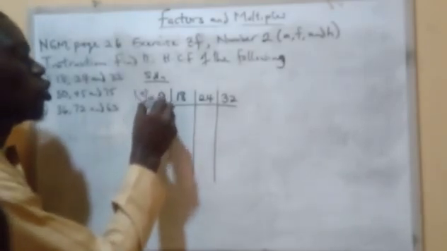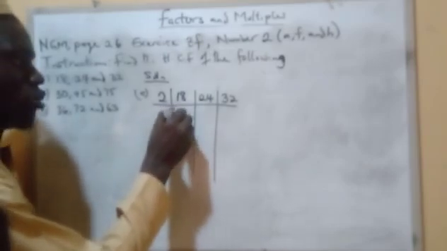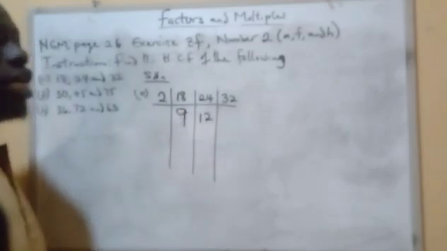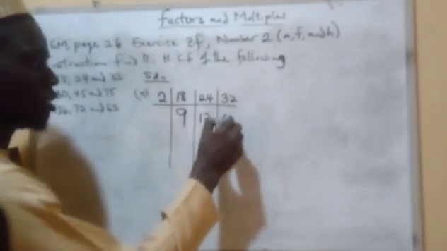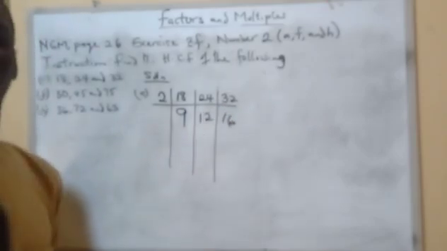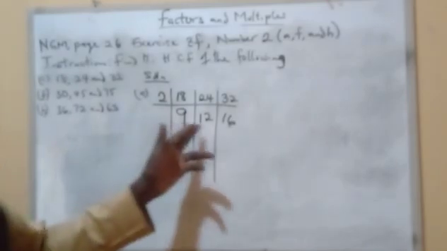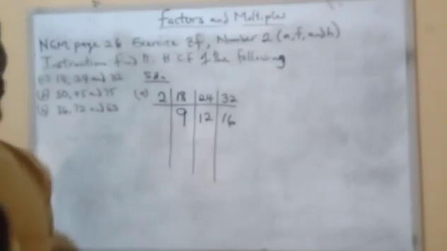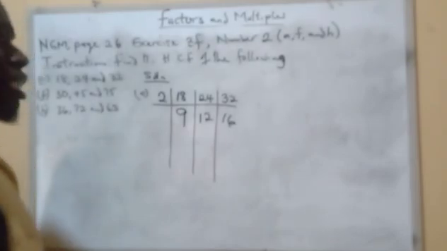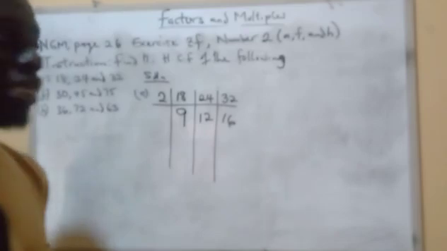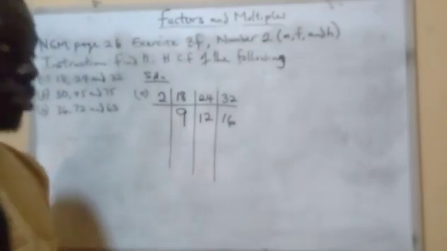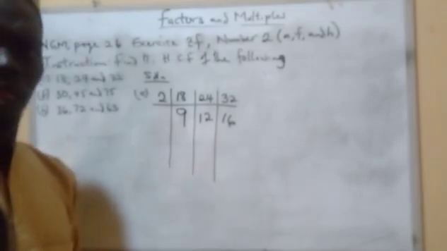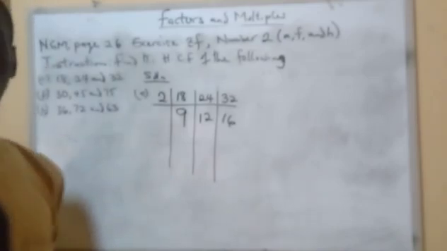So we use 2. 2 in 18 is 9. 2 in 24 is 12. Then 2 in 32 is 16. So can we still use 2? Can 2 divide all these three numbers, 9, 12, and 16? I think the answer is no. So we will cease using 2. We move to the next prime factor, which is 3. Can 3 divide all the three numbers? 3 cannot divide all the three numbers, because 3 can't divide 16. And so we can't use 3 either.